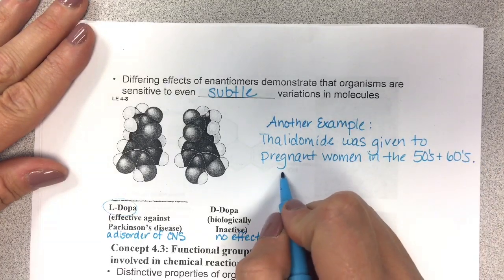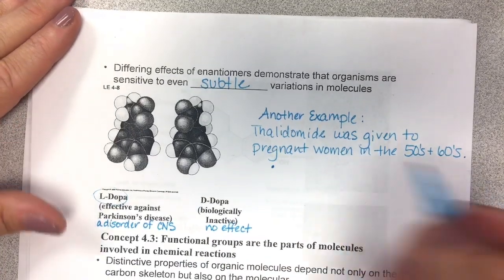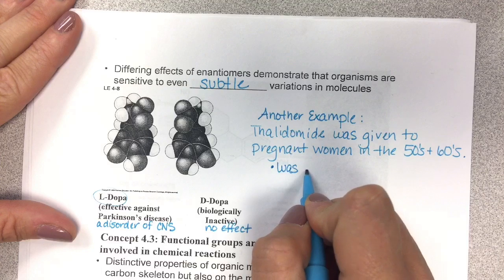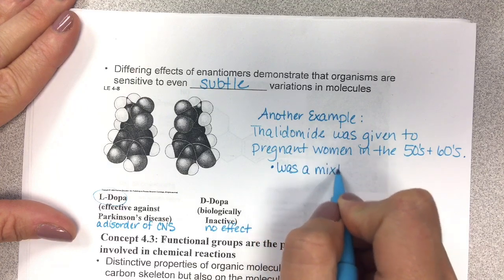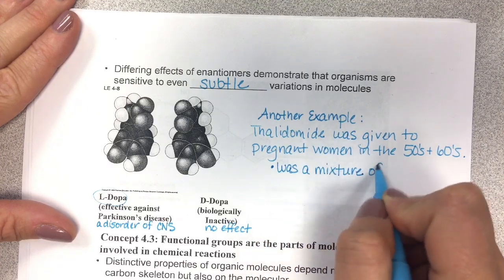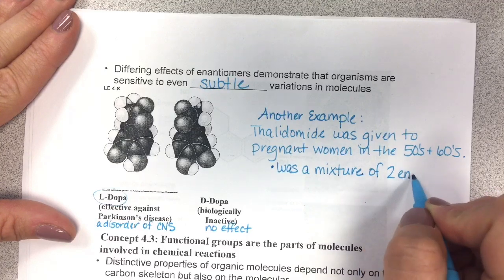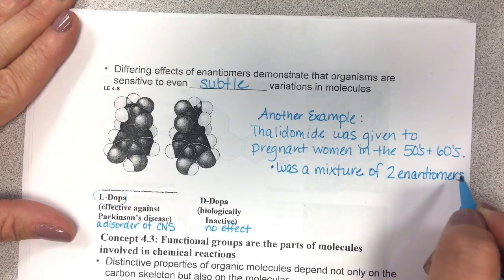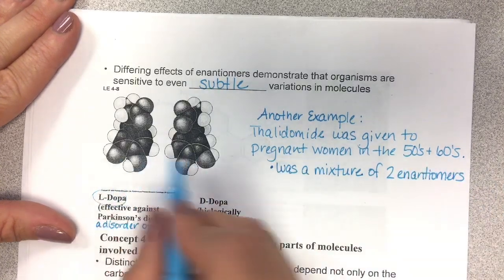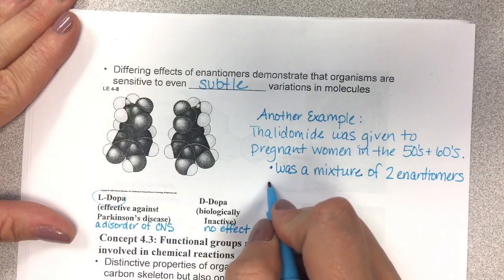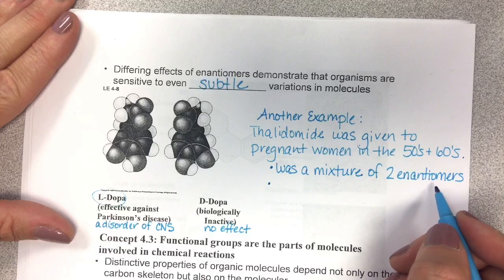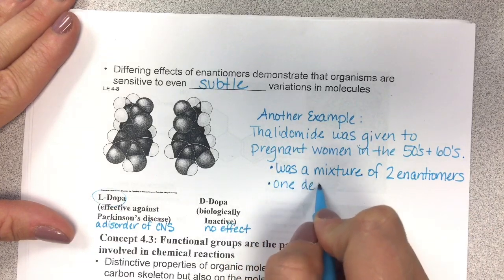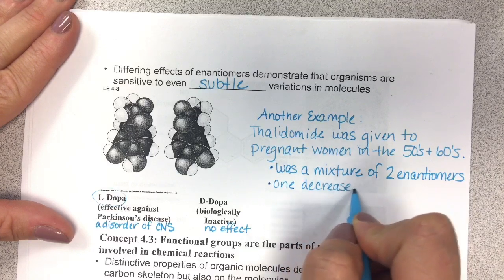And so let's write a few things about it, a few bullets here. It actually was a mixture of 2 enantiomers, which is, remember, a type of isomer. So therefore they have same molecular formula, different structures. In this case here, they were mirror image of each other. One decreased morning sickness.